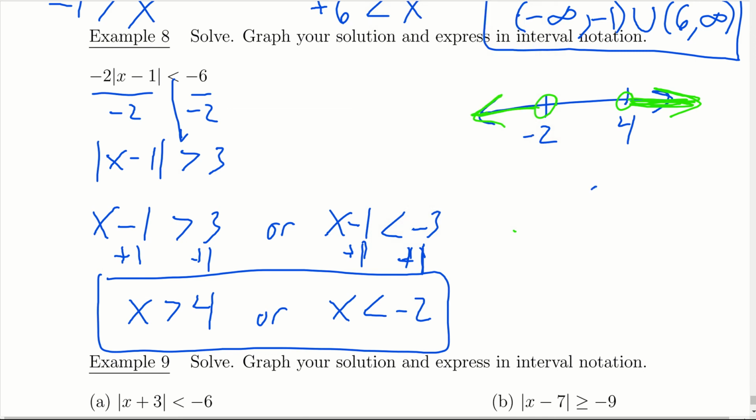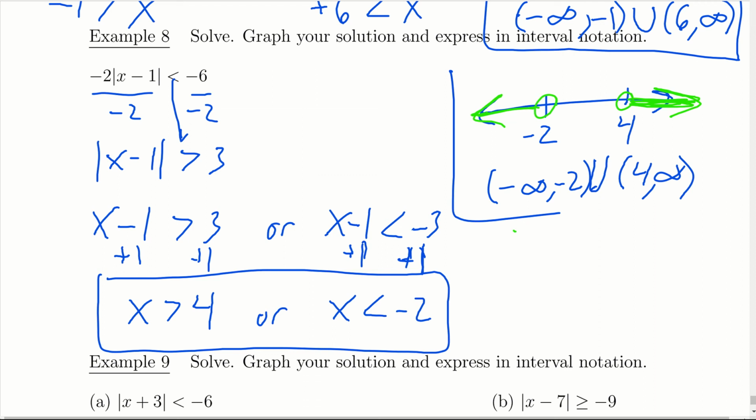Now we're going to do interval notation. We have two distinct separate intervals. The first one is from -infinity to -2, union from 4 to +infinity. So we've solved this absolute value inequality.